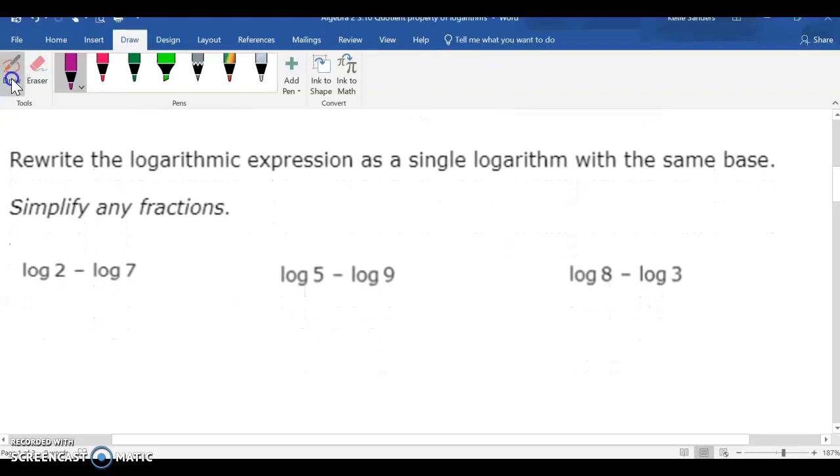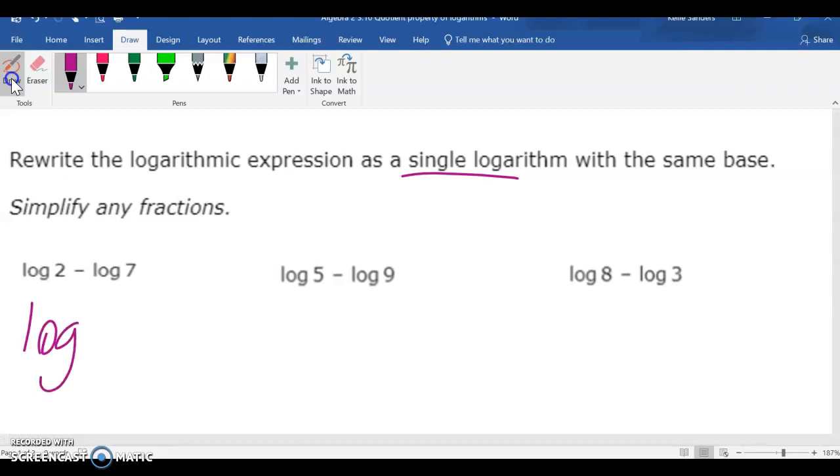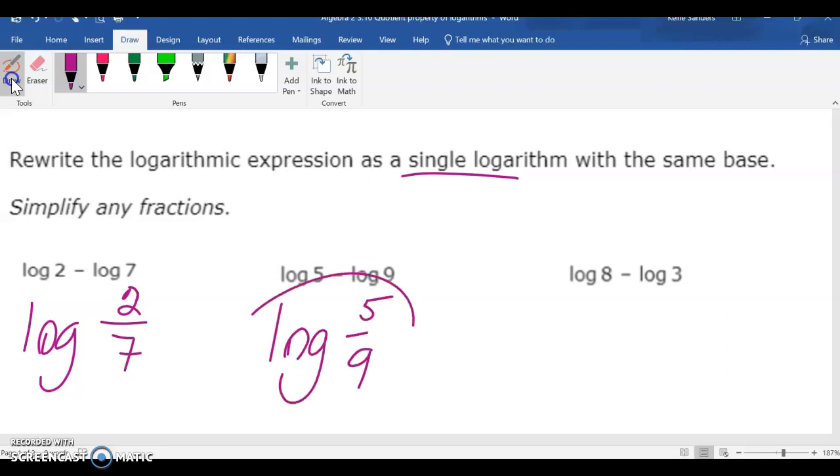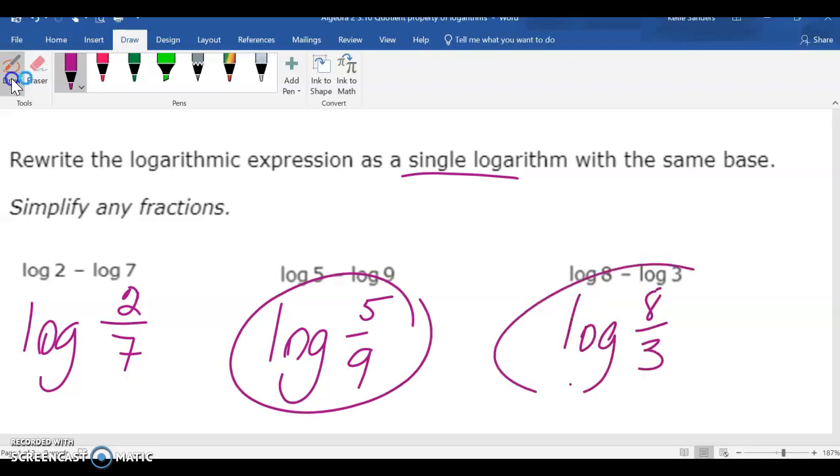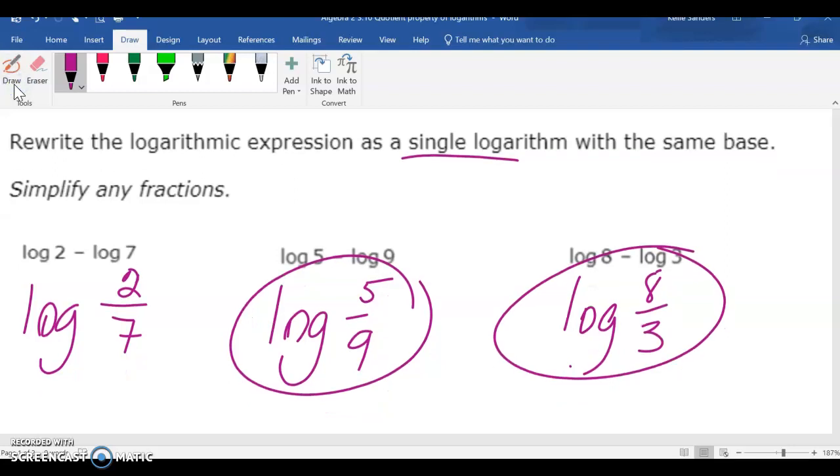Okay, now we're going to make it as a single logarithm, so we are going to be putting these together. The positive one goes on top, and the one that has a minus in front of it goes on bottom. I know. Very hard, huh?